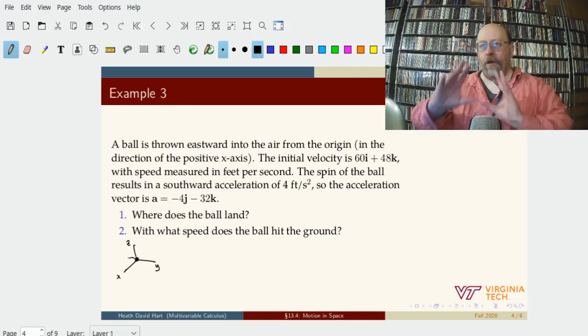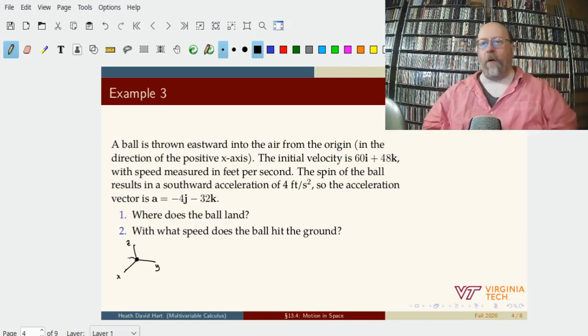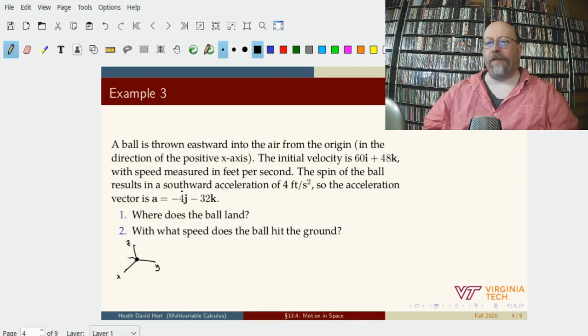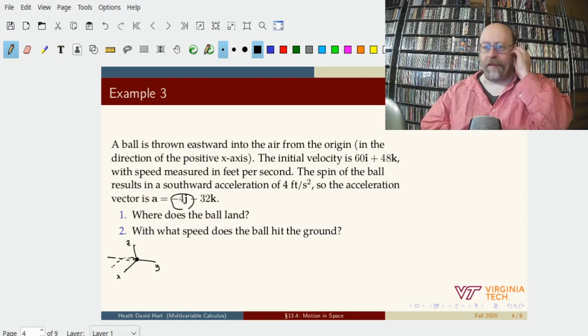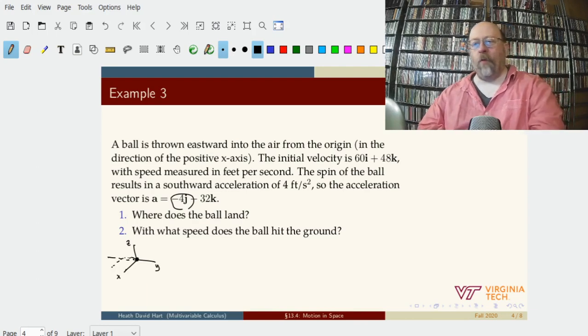So the initial velocity is in the x-axis. But whoever threw it put a spin on the ball, which is causing the ball to accelerate southward in the negative j direction. And so as it's moving through the air, it's drifting towards the negative y-axis. There's a negative component for the acceleration. And so the ball is not going to land on the x-axis. The ball is spinning as it's floating through the air, and that spin is causing it to move in a diagonal direction. So where does the ball land, and with what speed does the ball hit the ground? Okay?